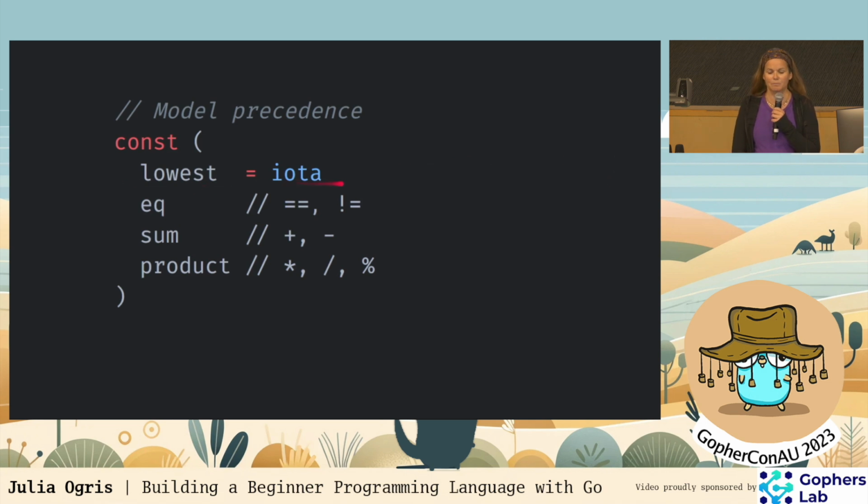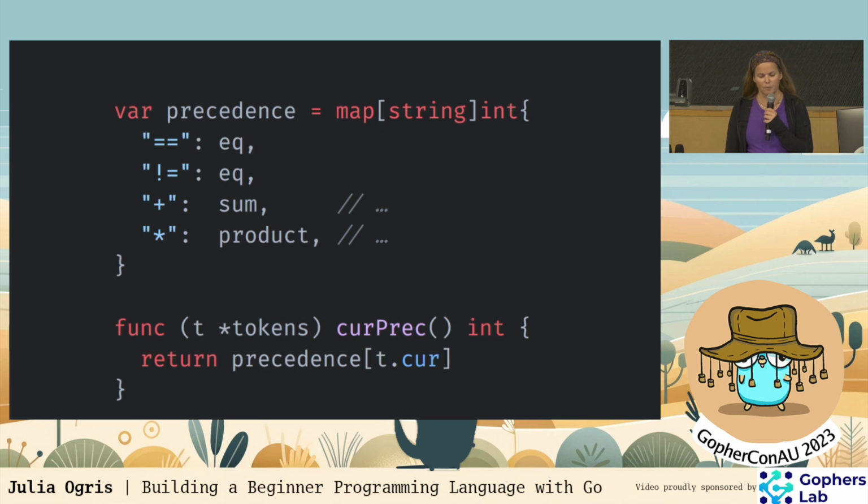So first we need to model operator precedences. We need a seed precedence that's lower than all other precedences. And then here in this example, we have three precedences: the equality precedence for the equals and not equals operators, the sum precedence for plus and minus operators, and the product precedence for times, divided by, modulo operators. To look up the precedence of a given operator, we have a map that takes as a key the literal operator strings and returns the precedence for each. And then a little helper function that returns the precedence of the current token. Mostly because otherwise I couldn't make things fit on a slide.